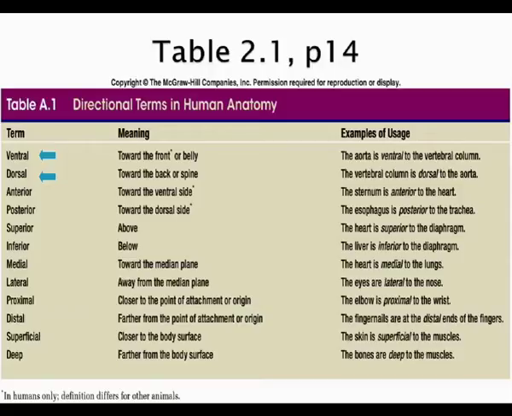Right? And so distal, kind of the same root as distance, means farther away. Superficial, closer to the body surface, like the Kardashians are very superficial. And then deep, something's very meaningful, it's deep. It's going to be closer to the core or to the insides.